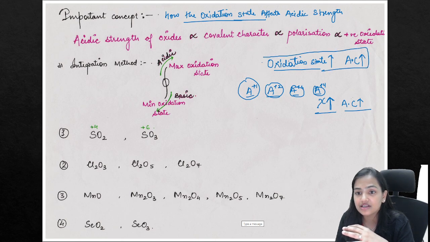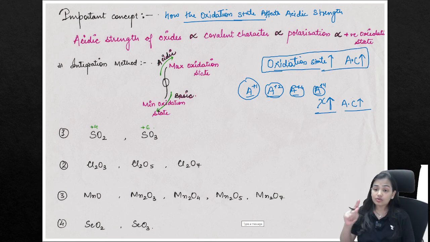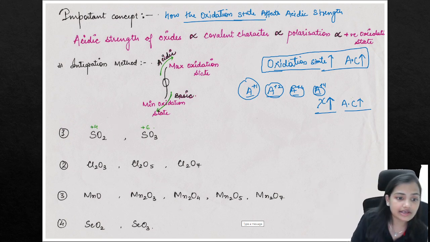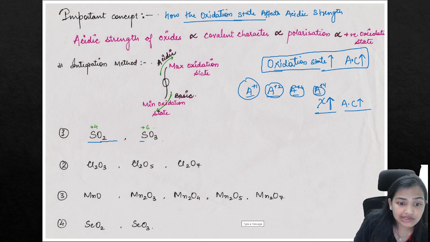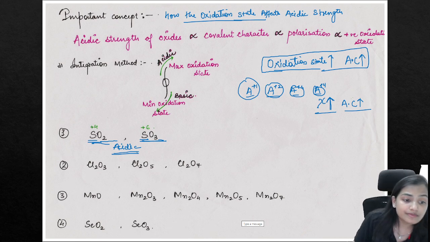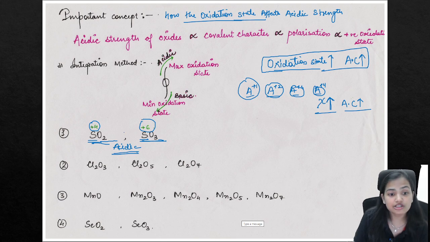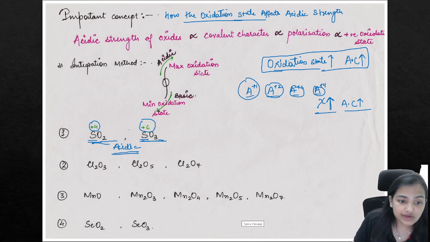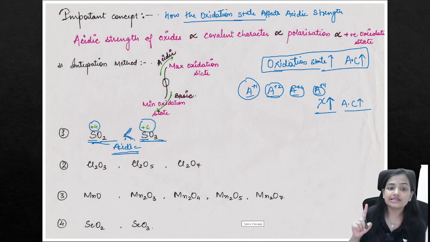This is a simple relationship that we need to know, but it can only be applied when you have the same element in different oxidation states. Just like here I have an example of SO2 and SO3, this is also sulfur, this is also sulfur, this is also an oxide, this is also an oxide. We know that they both are acidic, but how do we know which is more acidic and which is less acidic? We look at the oxidation state. This is plus 4 and this is plus 6. As the oxidation state increases, the acidic character increases, so we can say that SO3 is more acidic in nature.